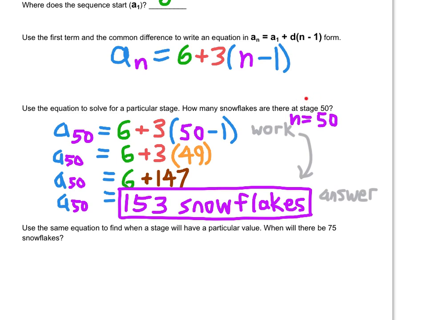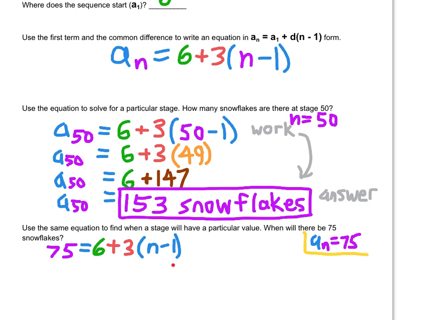We saw when I knew the stage, that number went in place of the n. And then my answer, a sub 50, the answer to this problem, was 153 snowflakes. Now I know the snowflakes, 75 snowflakes, and I'm trying to find the stage. So do I know the a sub n part, or do I know the n part? Take a moment and write down what you think this equation will look like. Otherwise, we get 75 equals 6 plus 3 times the quantity n minus 1.